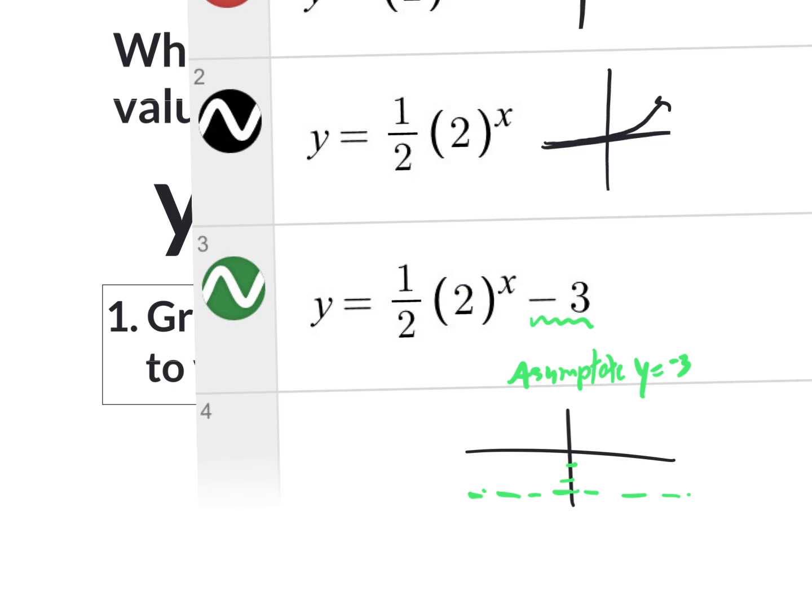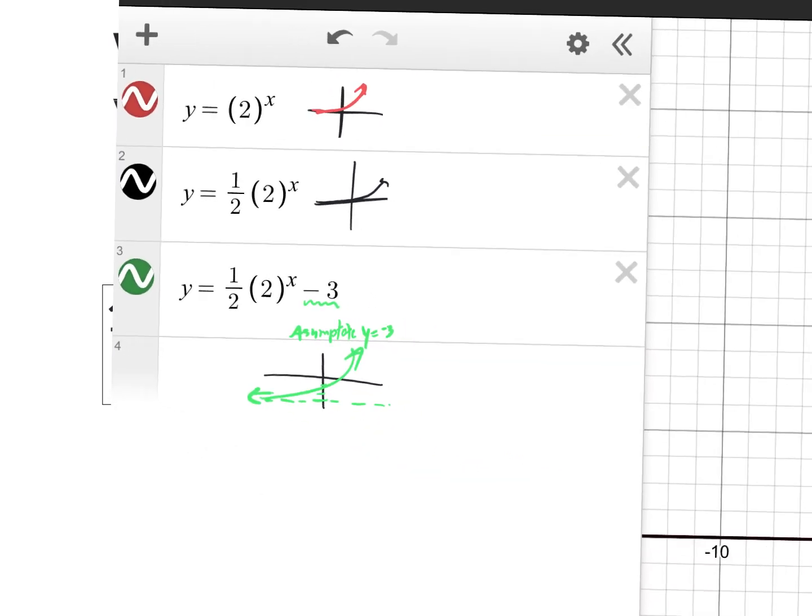So we already have an idea that it's going to look like this, right? If you want to be more specific, you could actually find the y-intercept by setting x equal to 0 and solving. 2 to the 0 is 1. 1 times half is half. Half minus 3, that'd be a -2.5. So it would cross at -2.5. So this isn't exactly accurate. But let's compare them on Desmos, all three.